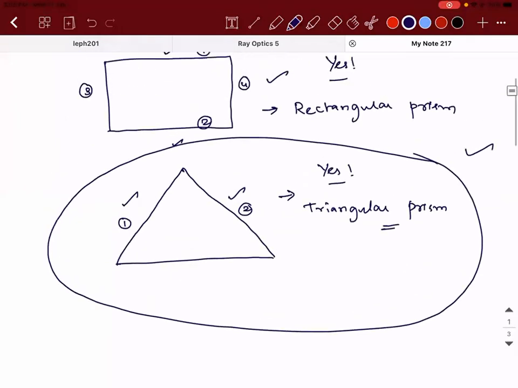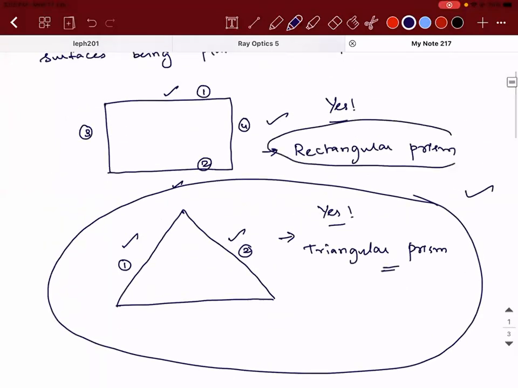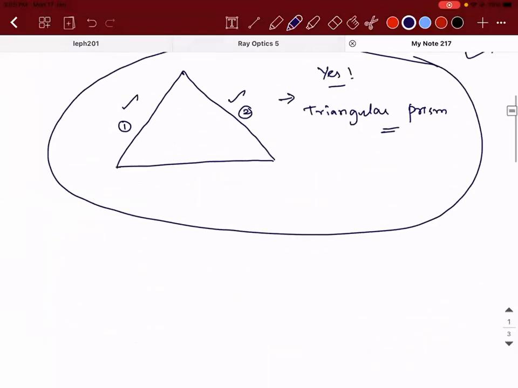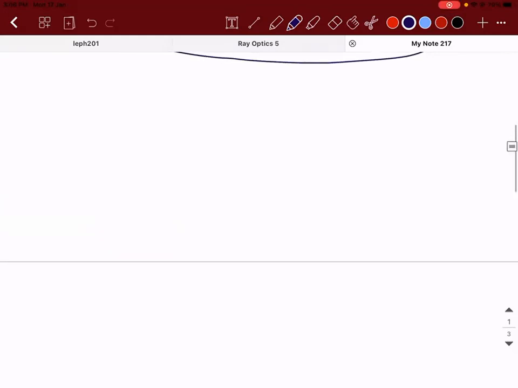So now our topic of discussion, when we say prism, is the triangular prism that we try to talk about, because the rectangular prism is given another name called a glass slab. So let's get started with how this triangular prism responds to the light being refracted through it. Okay, so getting started, the concept is refraction through prism.